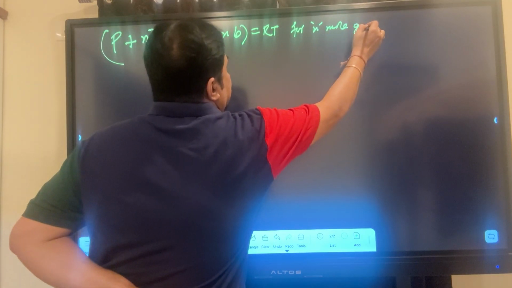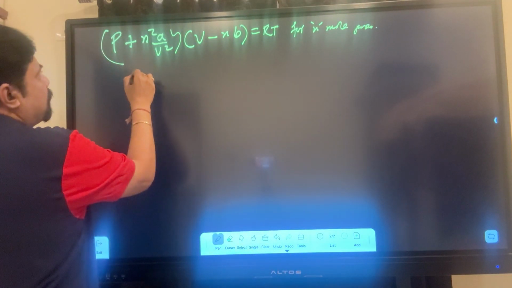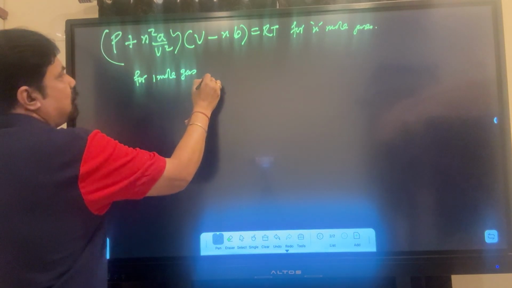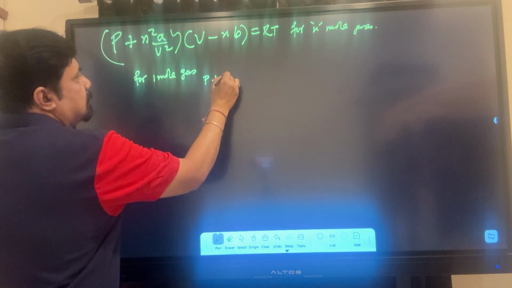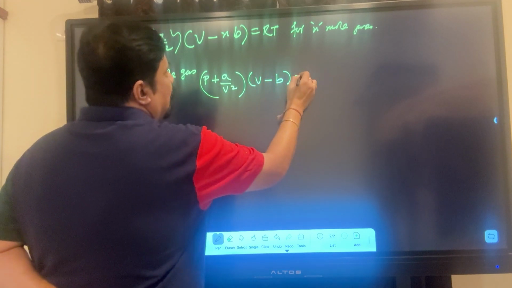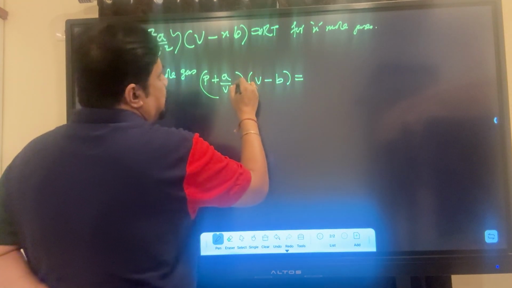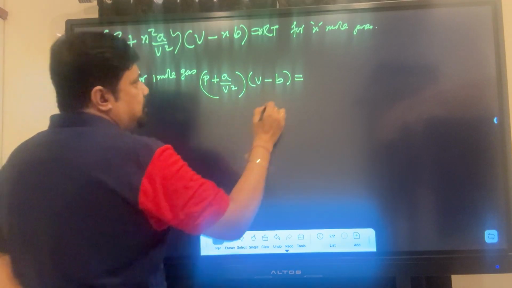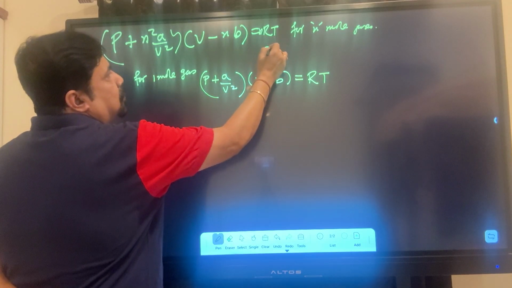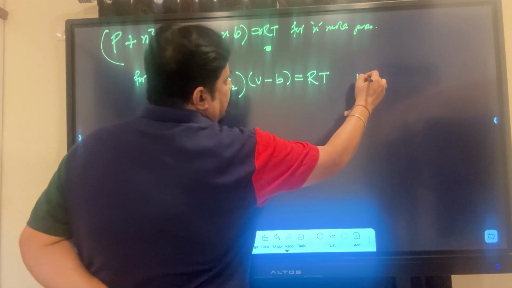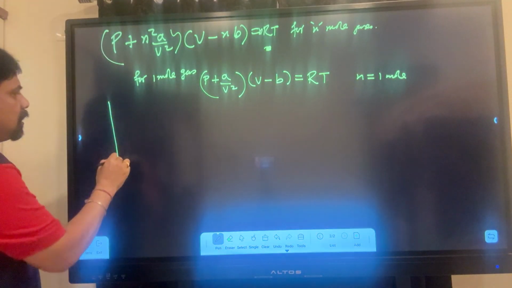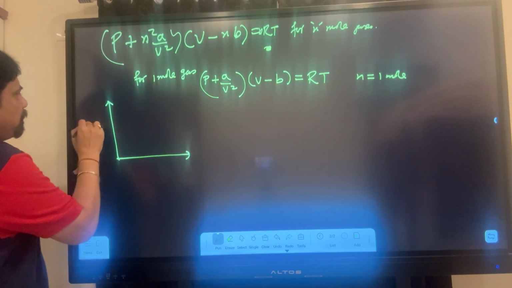Now what I am telling is for 1 mole of gas. For 1 mole of gas, what will be my Van der Waals equation? My Van der Waals equation will be (P plus A by V squared) into (V minus B) equals RT. This will be for 1 mole, where n equals 1 mole.